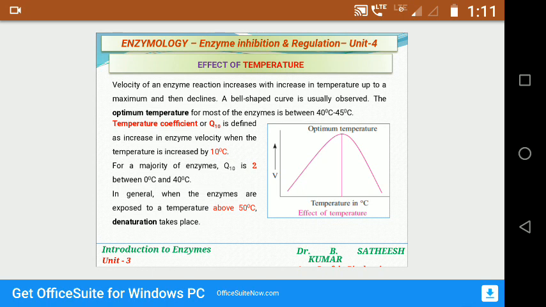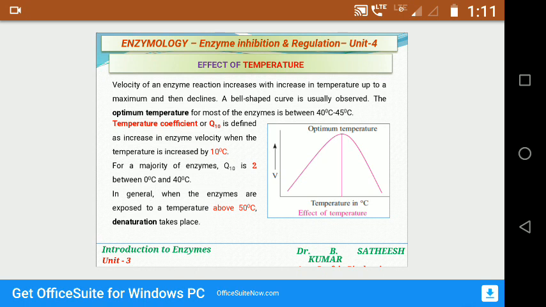For this we will get a bell shaped curve where the middle region is the optimum zone. It denotes that an optimum range of temperature will be there for each and every different protein or enzyme, where the enzyme activity will be at its highest.